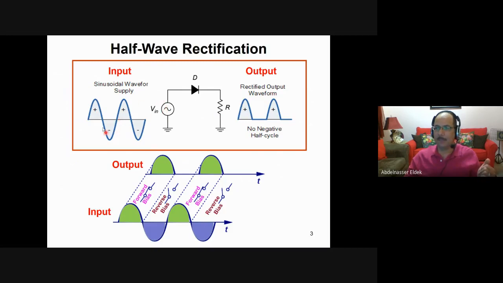But if the input is negative, the diode is open because it is reverse biased. Then you don't have any current in the resistor, which means you do not have any voltage. The voltage is 0. That's why you get the signal here: when it is positive, the amplitude is almost the same as the input, minus 0.7, and when the input is negative, you have 0. So this is explained here: when it is positive, the diode is forward biased, so it is a short circuit, and when it is negative, the diode is an open circuit.